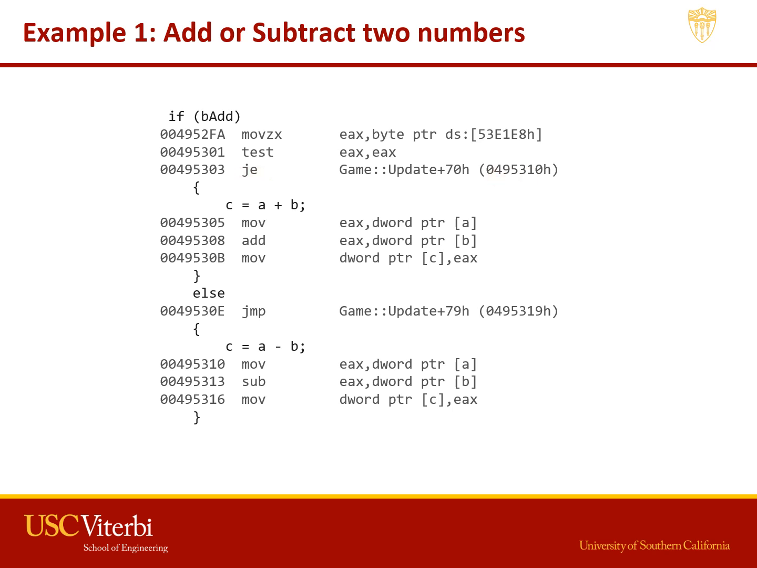Where is it going? Let's find that address. Here it is, 495310 hex. That's here. So if it was false, if BAD is false, go here. If it was not false, we go here. So in other words, if BAD is true, go here.